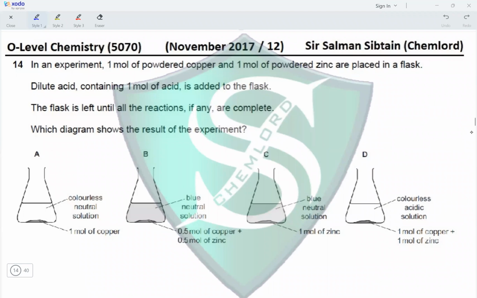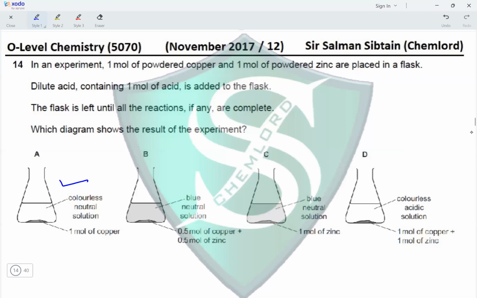Question 14. In an experiment, 1 mole of powdered copper and 1 mole of powdered zinc are placed in a flask. Dilute acid containing 1 mole of acid is added to the flask. The flask is left until all the reactions, if any, are complete. Which diagram shows the result of the experiment? So colorless neutral solution and 1 mole of copper left. That means only zinc reacted and copper did not. Since zinc is more reactive than hydrogen, it will react. And since copper is less reactive than hydrogen, it will not react. So this is the correct observation for what is supposed to take place.